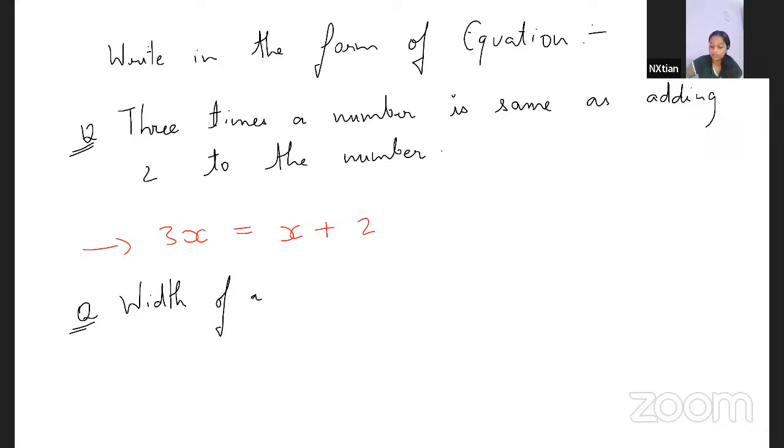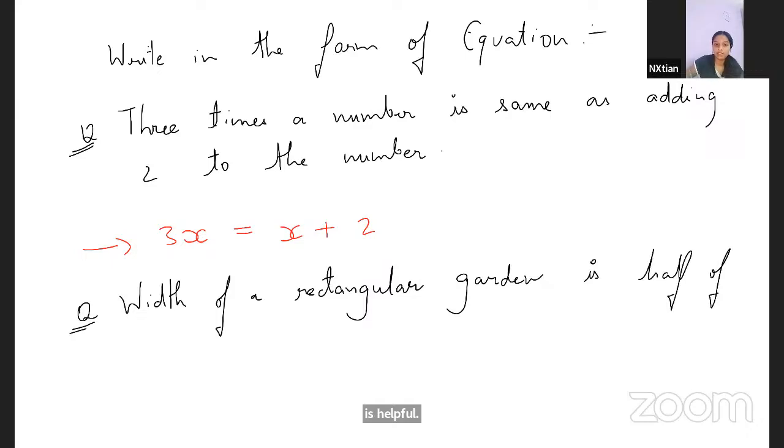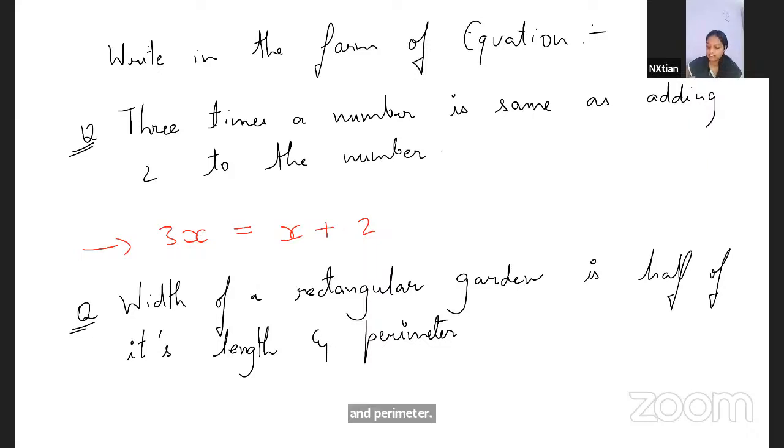The width of a rectangular garden is half of its length, and the perimeter is 600 meters.